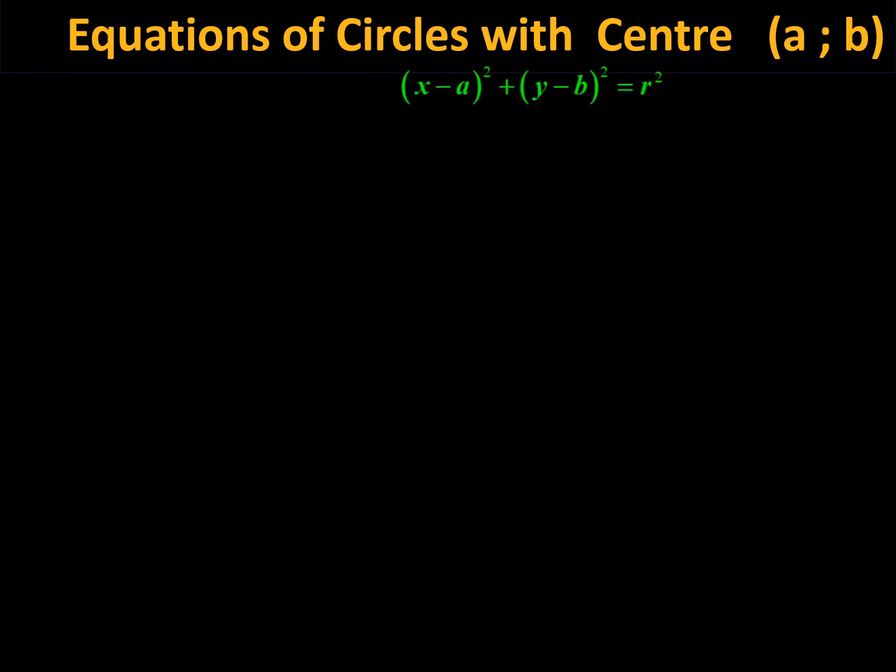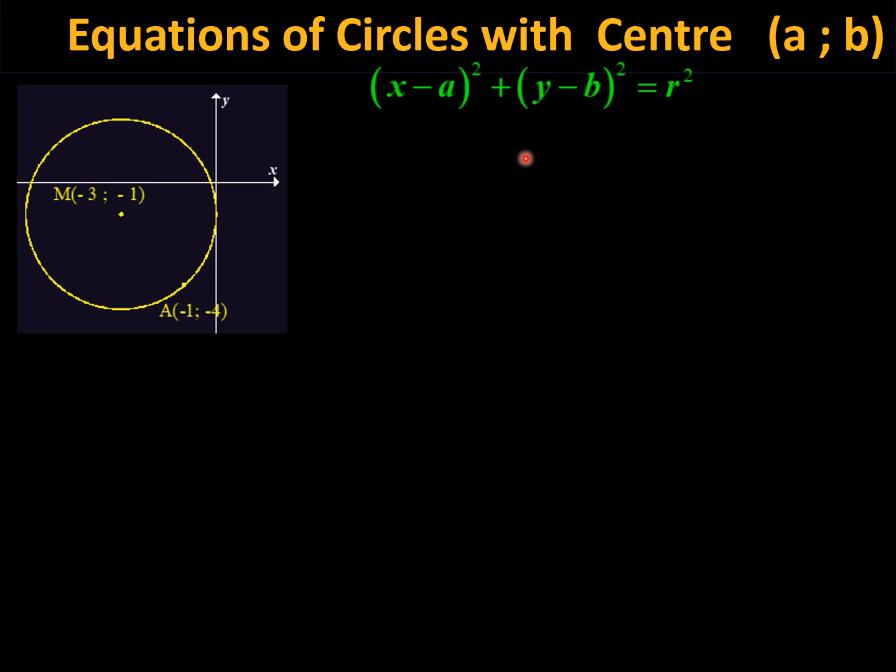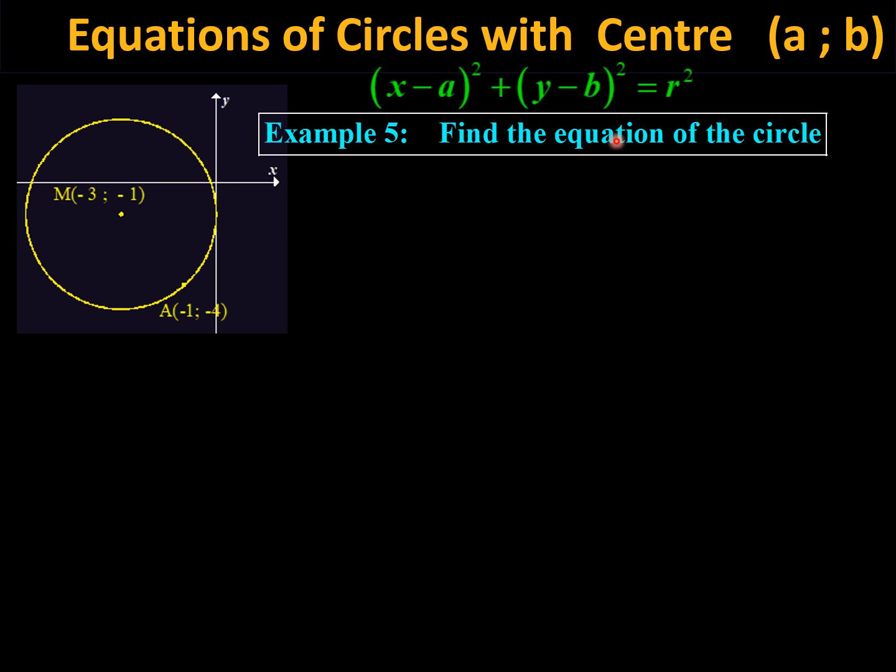Let's look at a few other examples where we're going to use this formula: (x minus a) all squared plus (y minus b) all squared equals r squared. This is the equation of a circle where the center is not the origin. Let's look at this example. We have a center, in other words, we know the a and b values, but we don't have the radius length, so we have to work out the radius length first, right? So how do we find the length?